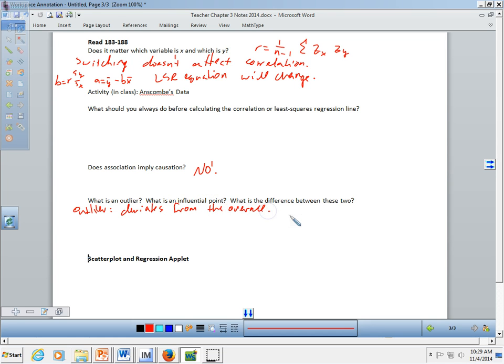right? It's anything that, if your relationship is positive, so as X increases, Y increases, if you have a point that seems to be outside of that pattern, right? For a low X, Y is high, or for a high X, Y is low. For a positive relationship, and then it would be vice versa for a negative one, then that's going to be an outlier. So that's what an outlier is.